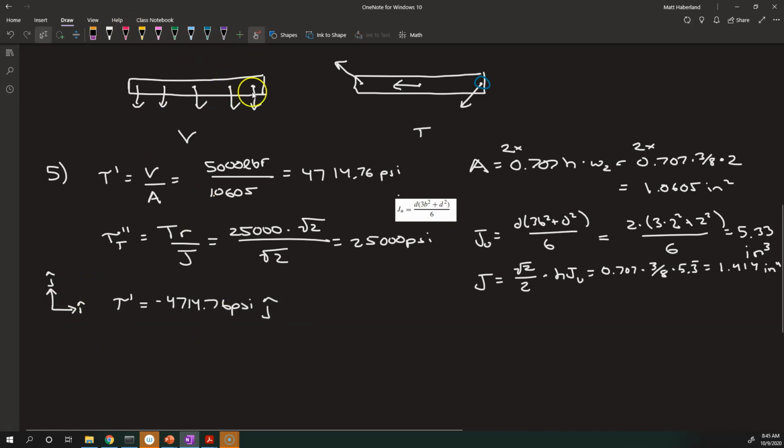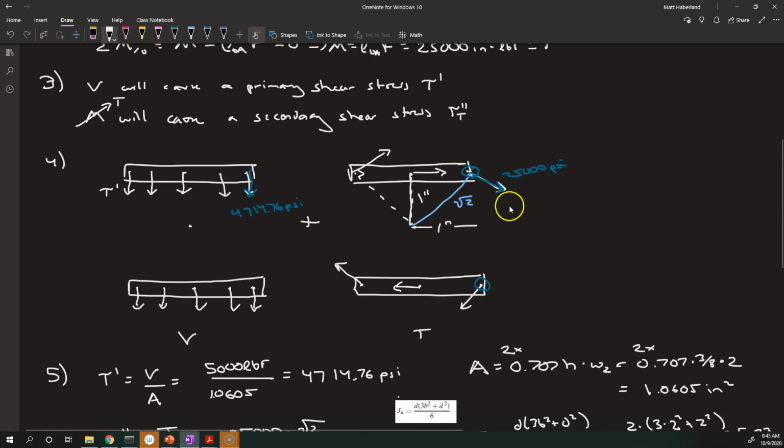And then tau double prime sub t, that is, well, we've got the 25,000 psi, but what component of that is to the right and what component is down? Well, we just have the hypotenuse is 25,000. We've got this is the sine and this is the cosine, but they're both of 45 degrees. This is 45 degrees because it's perpendicular to this, right? And this point over here, well, we've got 1 inch and 1 inch. We know that it is 45 degrees up from horizontal. 90 degrees from that is 45 degrees. And the sine and the cosine of 45 degrees, they're both root 2 over 2.